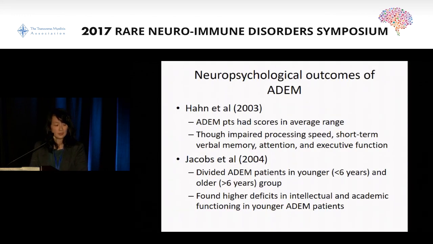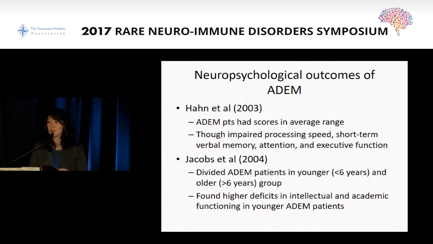The data is a bit mixed, but I'll summarize, and I think some themes emerge from these sets of data. First, a group looked in 2003, and they found that in general, ADEM patients had very similar scores on average to a normal healthy control. But if they look closer, specifically at certain cognitive processes like short-term memory, processing speed, and executive function, things that a child or adult really needs to navigate daily life, they were actually impaired in those areas.